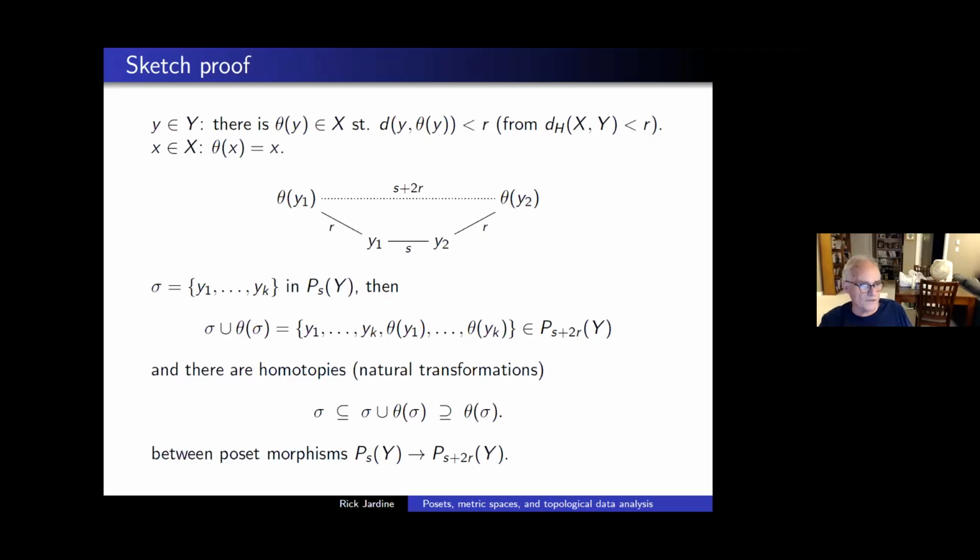Okay. And so there's the inclusion of sigma into the union, and also theta of sigma, that's a subset, into the union. And those are natural transformations between poset morphisms. Those are homotopies. And that's what's giving you the Rips stability theorem.